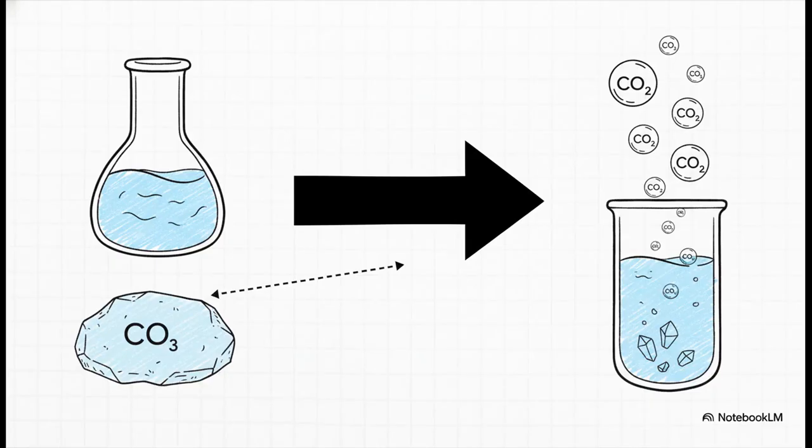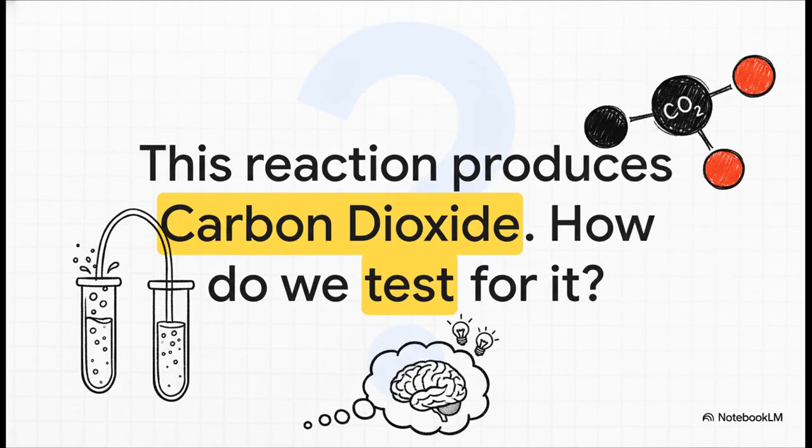Now for our second reaction pattern. This one is for when an acid reacts with a metal carbonate or a metal hydrogen carbonate. The products here are always the same three things: a salt, water, and carbon dioxide gas. Here's a little trick to remember. If you see a carbonate in the reactant, you will always get carbon dioxide as a product. So this time, we're getting a different gas, carbon dioxide.